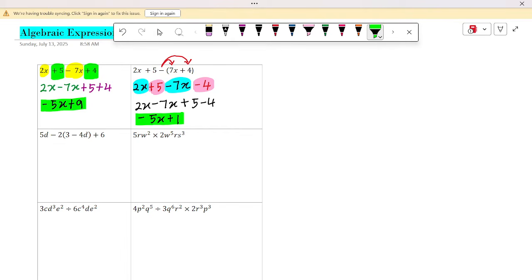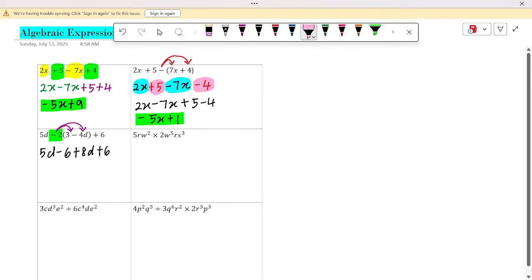Next question, I have added a bracket there with a number and a negative sign. So as usual, bracket means times in. So you're going to times in negative 2 inside the bracket. So 5d, negative 2 times 3 is negative 6, negative 2 times negative 4 will give you positive 8d plus 6.